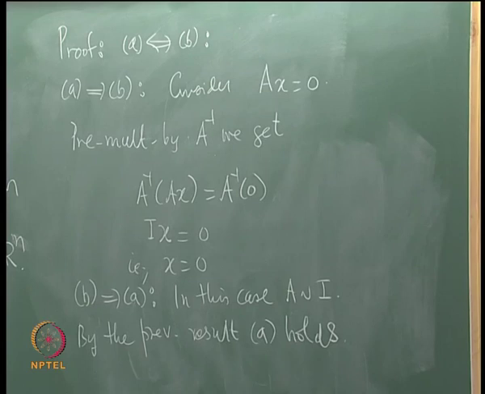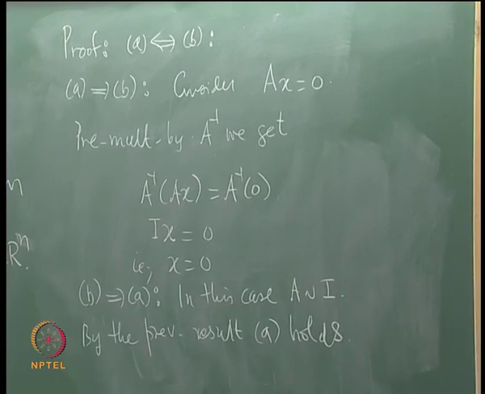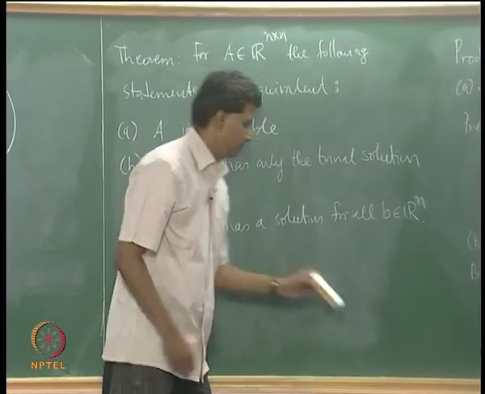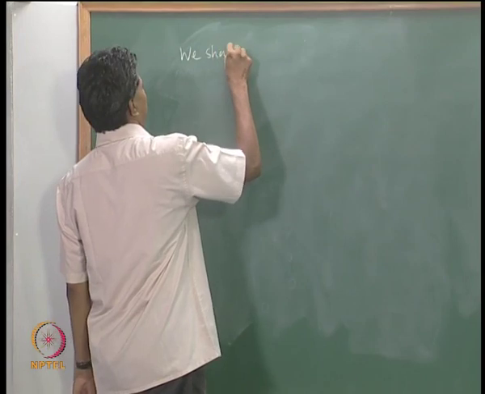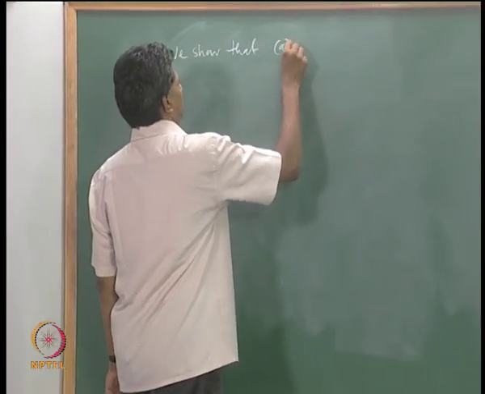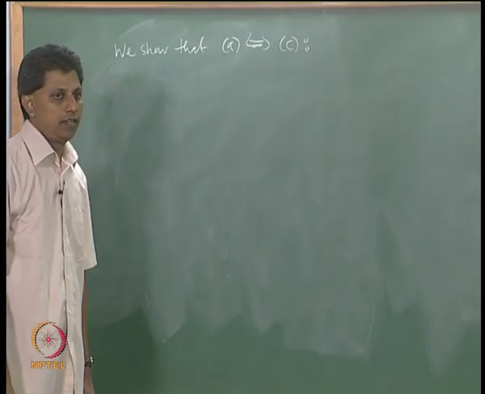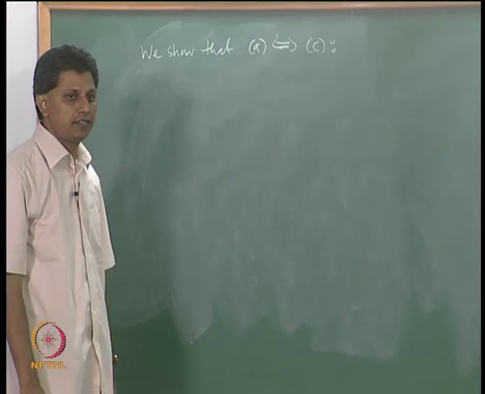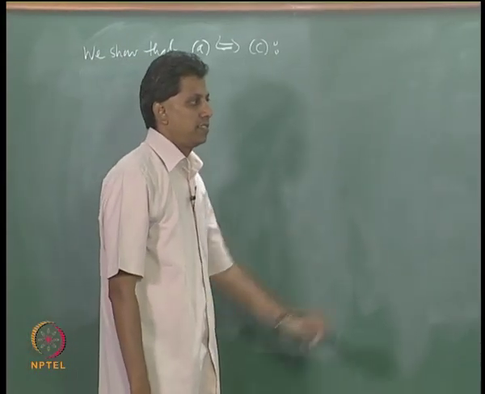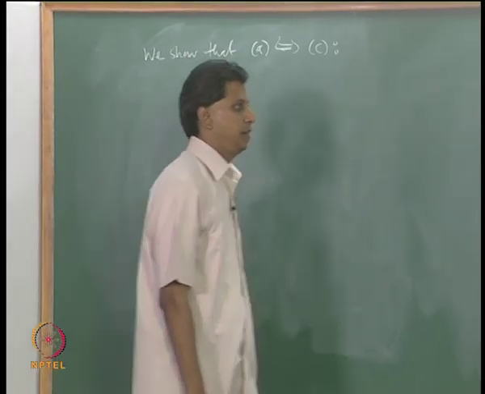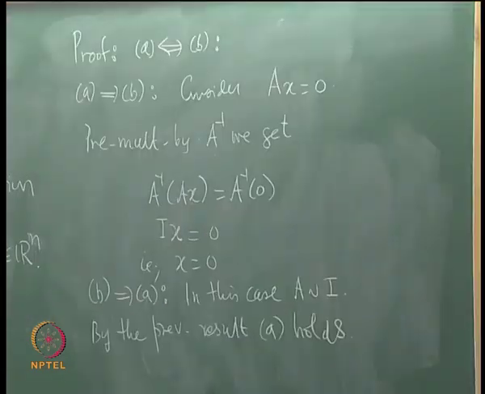That has been demonstrated. As I mentioned, I will next prove that A and C are equivalent. I will first prove A implies C. That is again as easy as A implies B earlier. If A is invertible, we have shown that the homogeneous equation has 0 as the only solution. So let's prove A implies C.